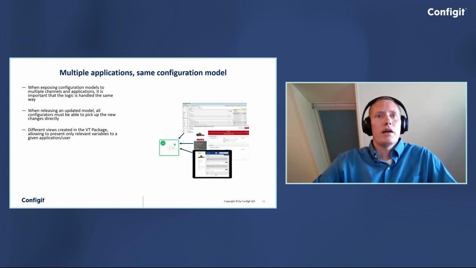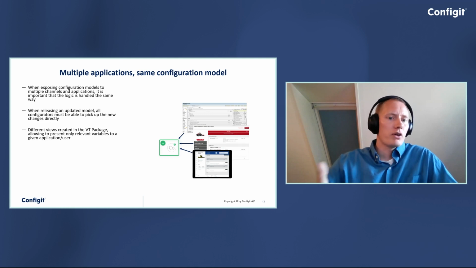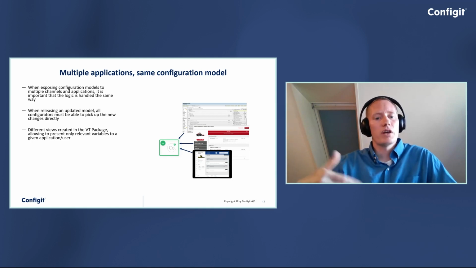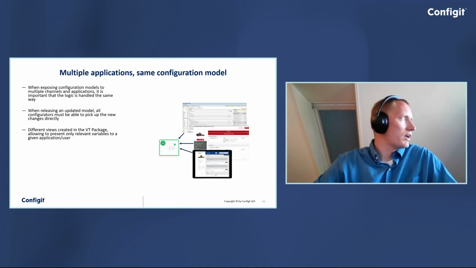When you author your data, you can get a lot of these capabilities directly from the AceConfigure API and within the VT packages. For instance, CNH has multiple different views that they author together with their products, which allow them to present only the relevant variables and choices to the given application and the different users, thereby making sure the selections for the users don't become overcomplicated.